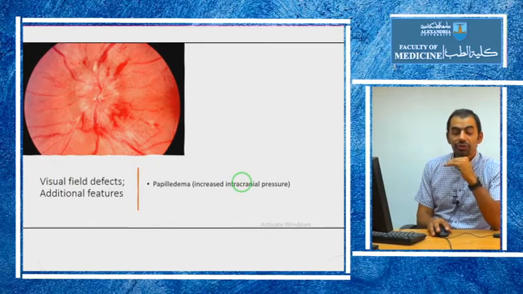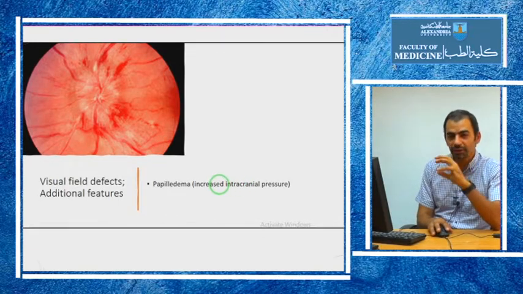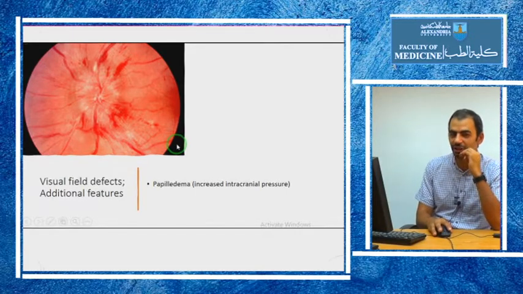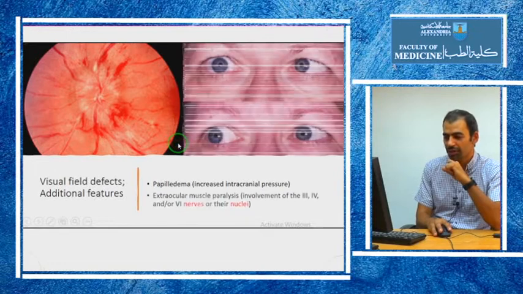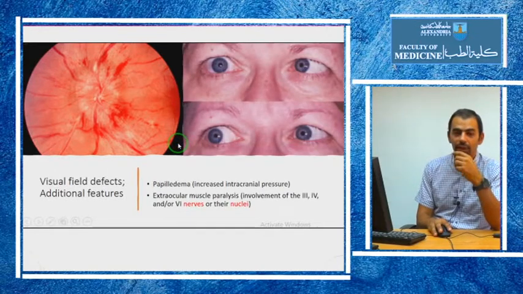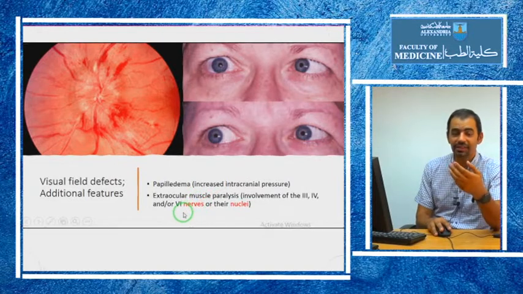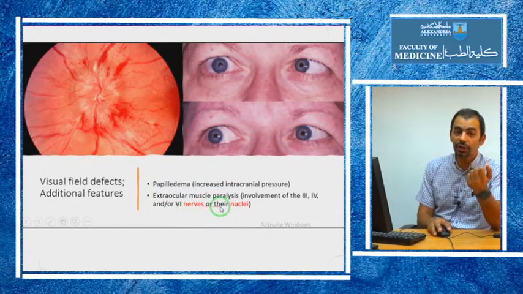In addition to the visual field defects, we can find some other ophthalmic manifestations in those patients. So patients with neurological visual field defects may present with papilledema due to the increased intracranial pressure. So fundus examination is very, very important in those patients, and they can present with extraocular muscle palsies, like involvement of the third, the oculomotor, the fourth, trochlear, or the sixth, the abducens nerve, or their nuclei in the brainstem.